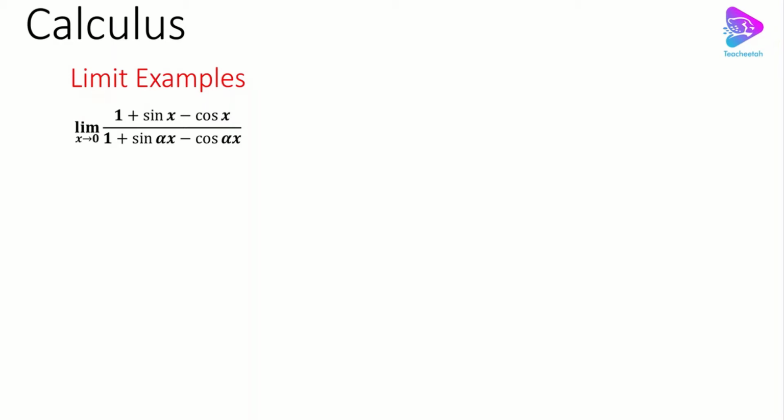So the first one is asking for the limit of (1 plus sine x minus cos x) over (1 plus sine alpha x minus cos alpha x) when x is approaching 0. Okay, how can we solve this problem?